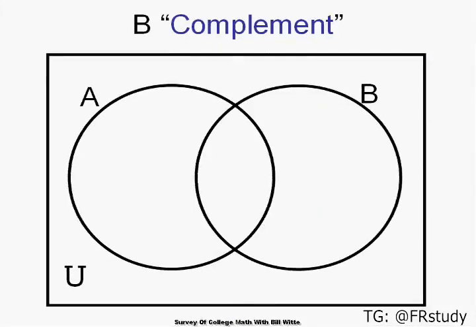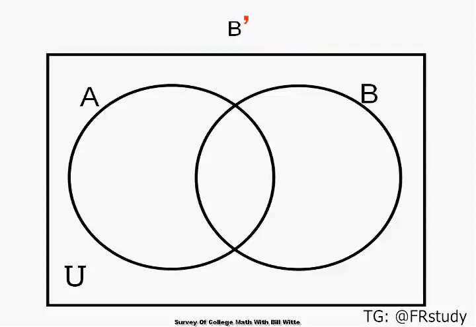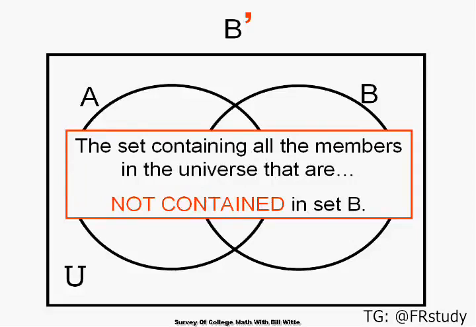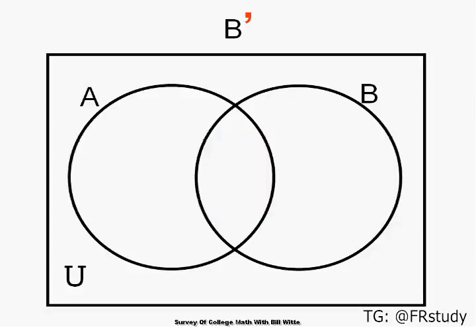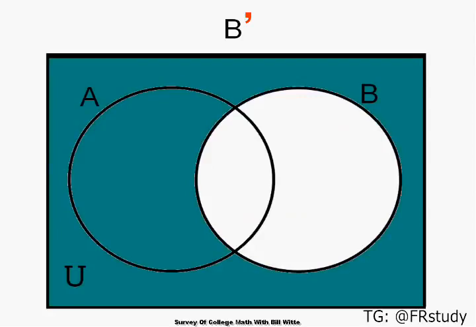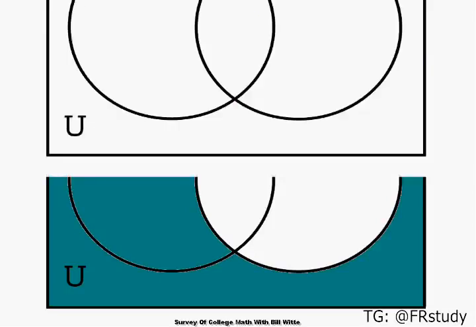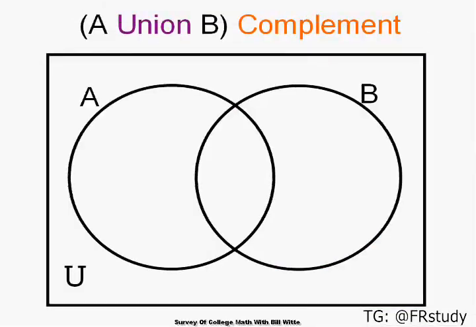Okay, well, do B complement, just so you get the idea. Written B complement. Of course, that would be everything in the universe that is not contained in set B. Pretty simple. Just shade in everything, but don't shade in B. Okay, now we'll put the two together and see what we would get.